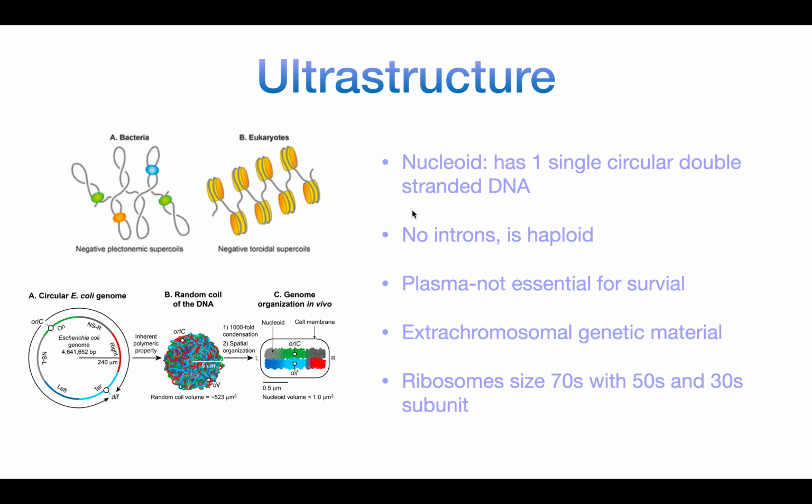Okay, so their nucleoid is one single circular double-stranded DNA. There are no introns in it, and it's haploid. They have an extra chromosomal genetic material called a plasmid, and their ribosomes are going to be size 70S with 30S and 50S subunits.